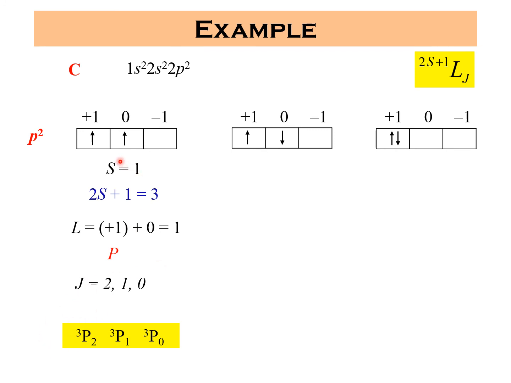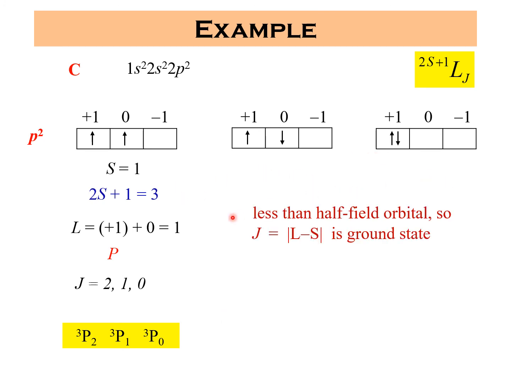All the multiplicities are 3, so the term is 3P, and only the J value differs: 2, 1, 0. However, these electronic states, although they are not the ground state, can also generate term symbols which are higher in energy. Now coming to the lower energy part, since this is the maximum spin multiplicity and since this is half filled, the ground state term will definitely be where the J value is the lowest. So 3P0 is the ground state term symbol for carbon.